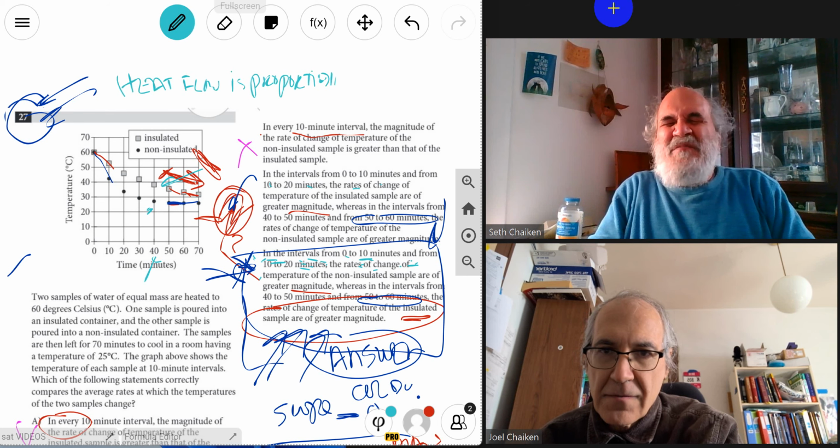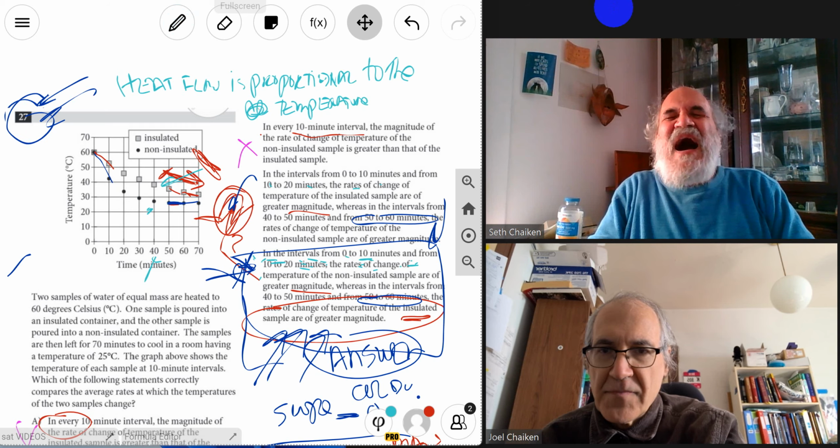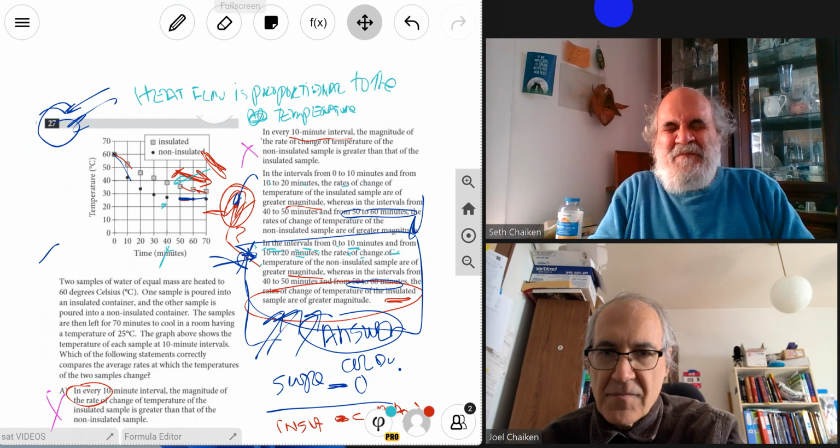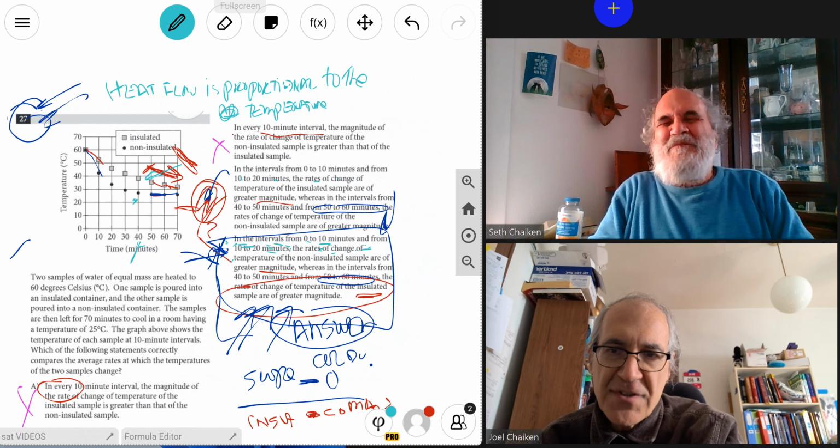Whereas at the beginning, the rate of change of the insulated tea temperature is lower. Both the insulated and non-insulated samples start out at the same hot temperature, but the change of the insulated is lower because heat cannot flow through the insulated barrier that well. So you have competing forces.